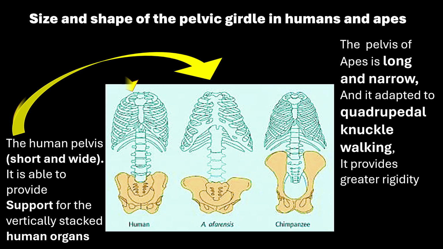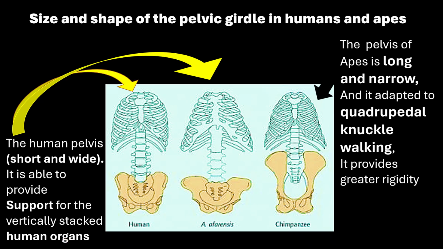So this and then this represents human. So this is purely human. This is purely human. This is a transitional fossil, that is Australopithecus afarensis. Their pelvic girdle is very similar to ours. So the human pelvis is short and wide. It is able to provide support for the vertically stacked human organs.